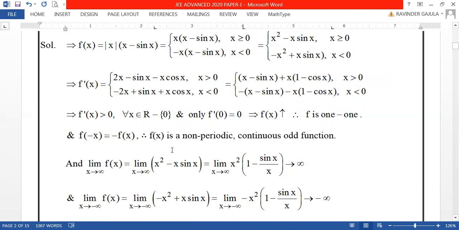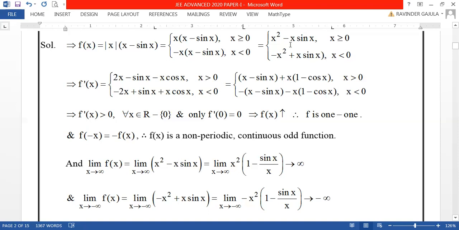Therefore, because f of minus x is minus f of x, f of x is an odd function, right? When f is an odd function, it is symmetrical about the origin, and moreover f is strictly increasing. When f is strictly increasing, it will be non-periodic, and also continuous. Why is it continuous, sir?